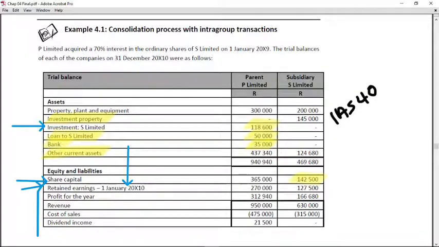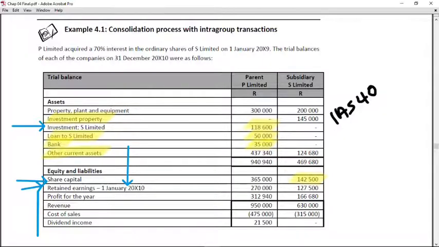You need to know what your opening retained earnings is. We use that in the analysis of equity or in the timeline when we start analyzing the equity of the subsidiary. And you also need that for purposes of your statement of changes in equity, because there you work from an opening retained earnings with movements for the year.